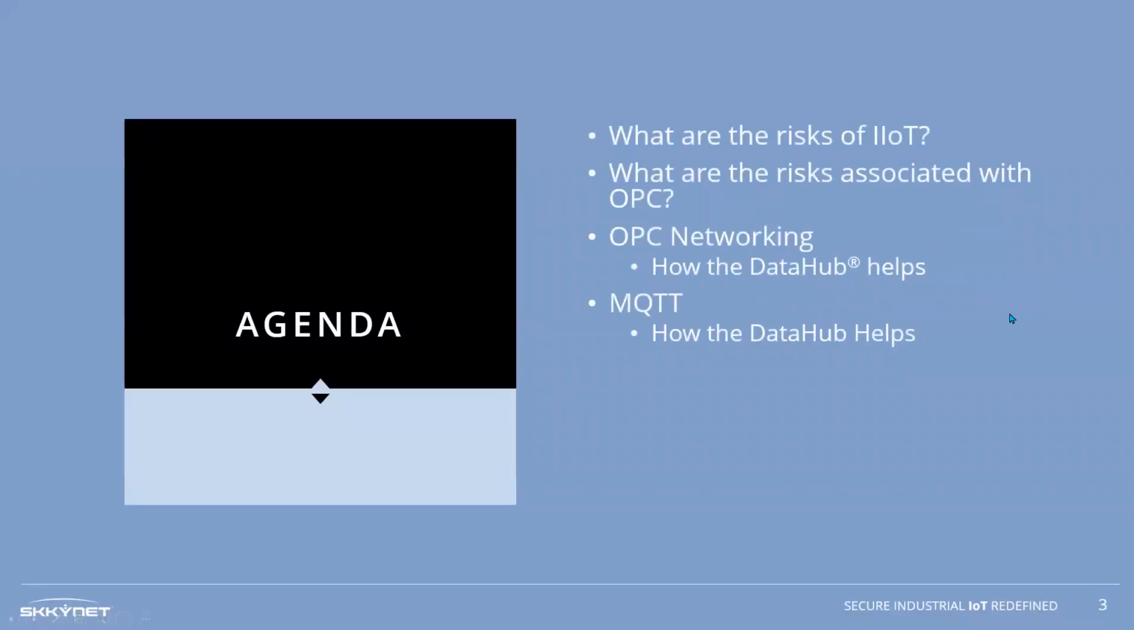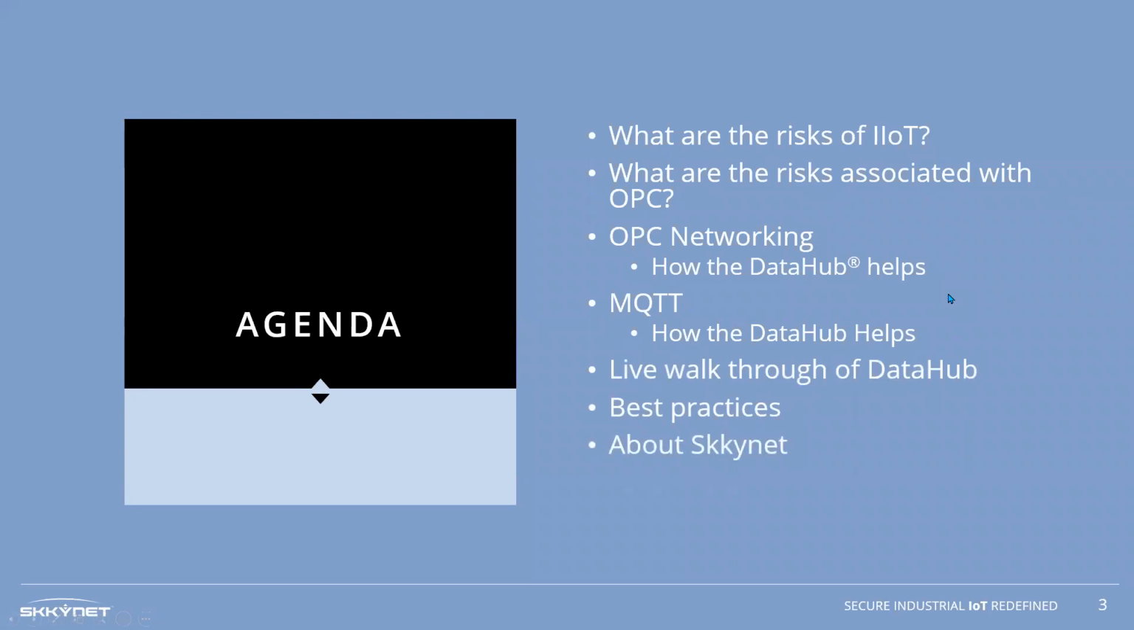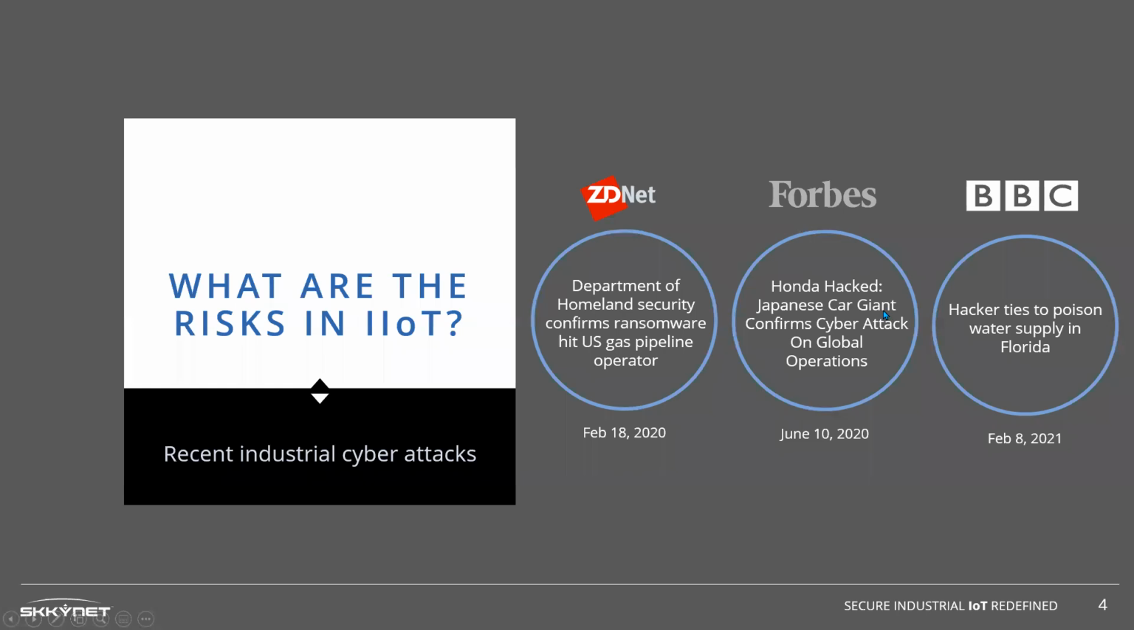So we're going to cover quite a bit today, so I'll just cover it really quickly. We're going to talk about what the risks of IoT are, what the risks associated with OPC networking are, how the DataHub helps, MQTT and how the DataHub can help you with that, as well as a live walkthrough of the DataHub, best practices, Skynet, and then we'll cover some case studies. So let's start right from the beginning.